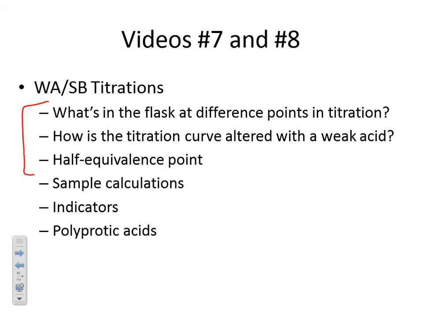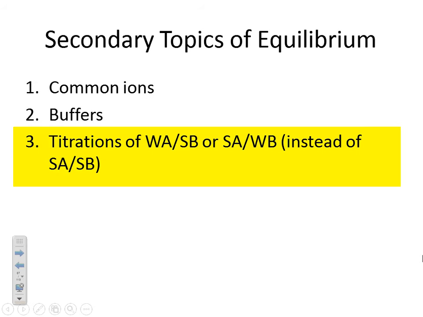With weak acid, strong base titrations: what is in the flask at different points in the titration, especially things that would influence pH, how the titration curve is altered when you have a weak acid, and introducing something called the half equivalence point. The other three points, sample calculations, indicators, and polyprotic acids, I'll be talking about in the second titration video.